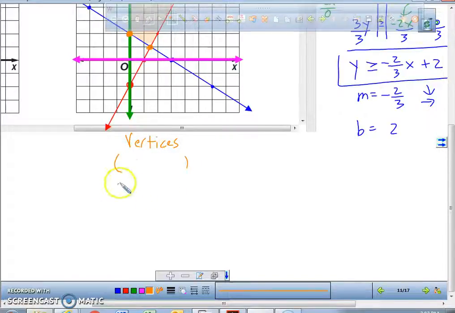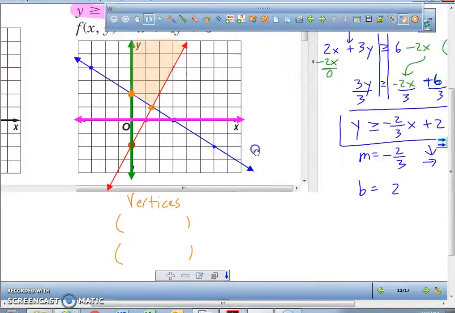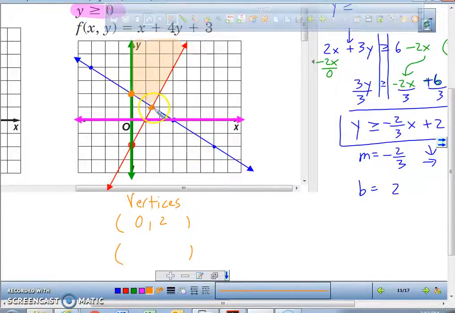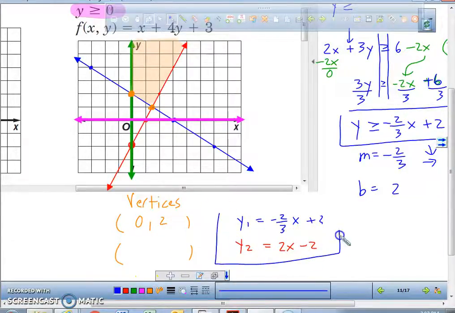One of them is easy to find, one of them is slightly more difficult. Our easy vertex right here is at 0, 2. So write 0, 2. What 2 lines are intersecting that I need to find for this one? I have the blue line and the red line. So let me write the equation for the blue line. In y1, I'm going to write y1 equals negative 2/3 x plus 2. And in my graphing calculator, I'm going to make y2 equal to 2x minus 2. So in your graphing calculators, you can type those in.